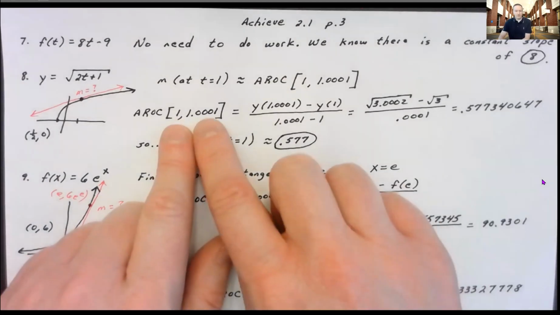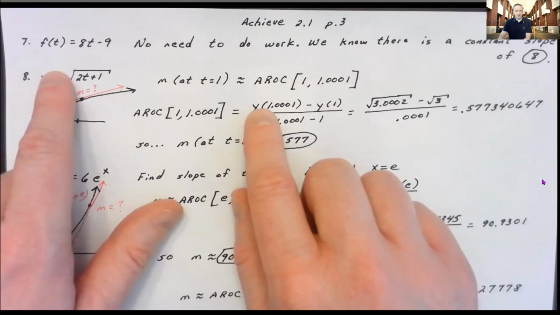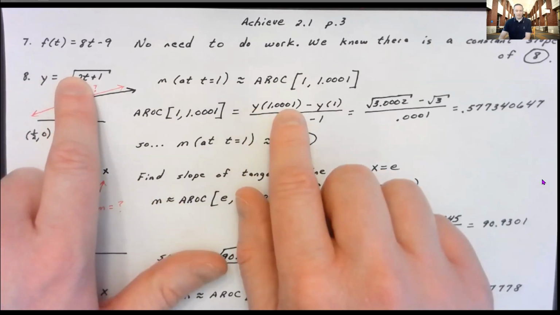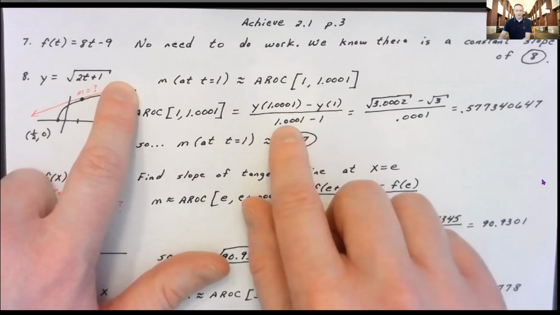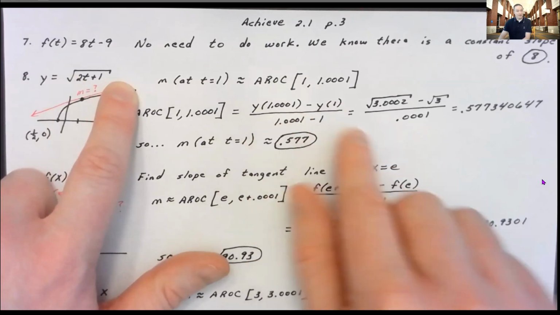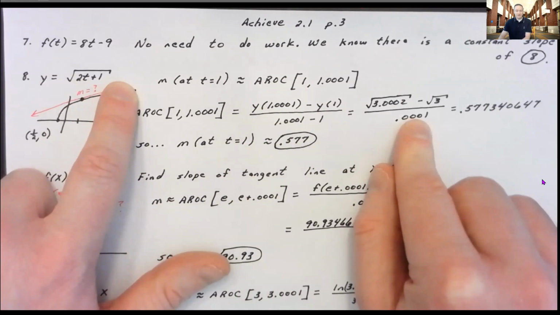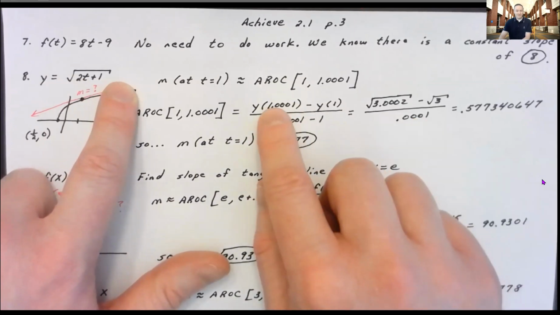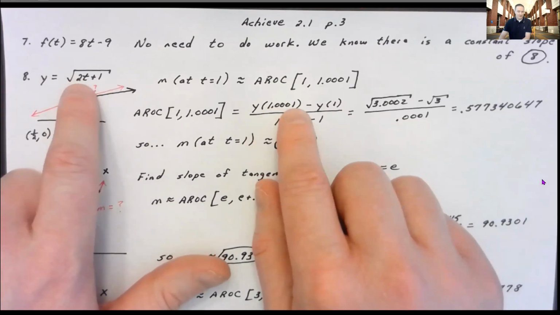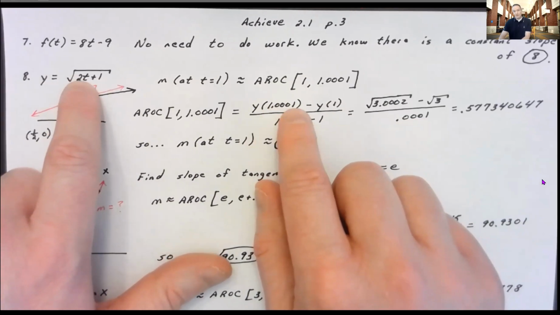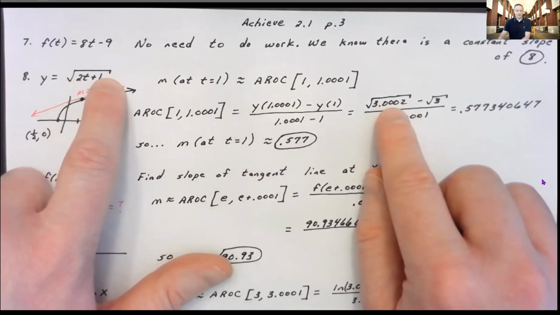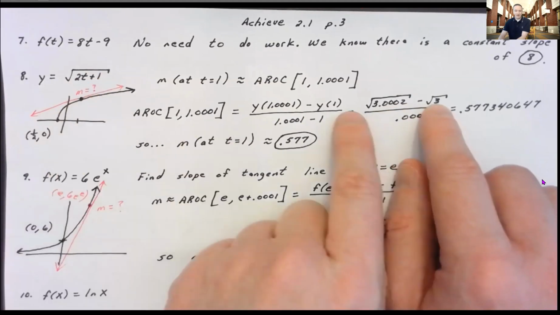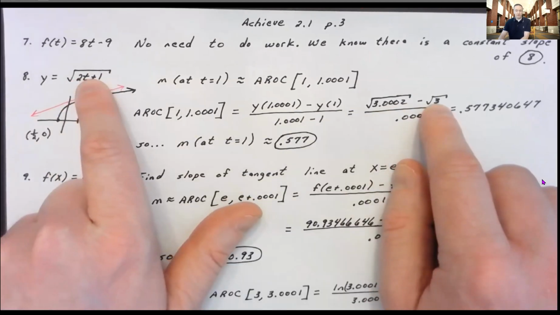So I take my average rate of change formula. It's your function y evaluated at 1.0001 minus y evaluated at 1, over your change in t, which is just your 1/10,000th. When you plug 1.0001 into this equation, you'll get 2.0002 plus 1. That's where this comes from, the square root of 3.0002. And then your second value, y of 1, is just going to be the square root of 3.